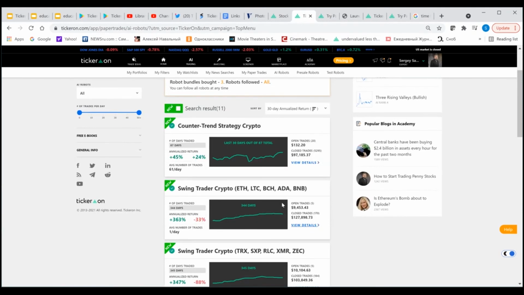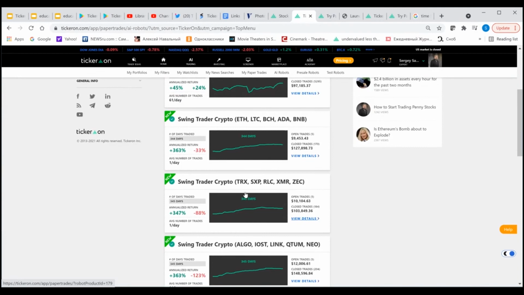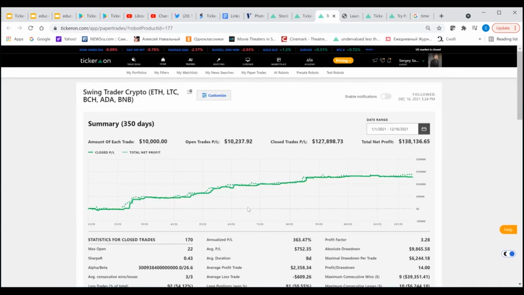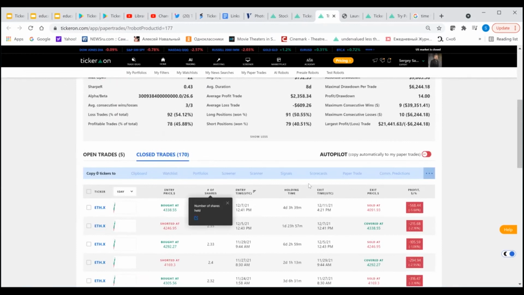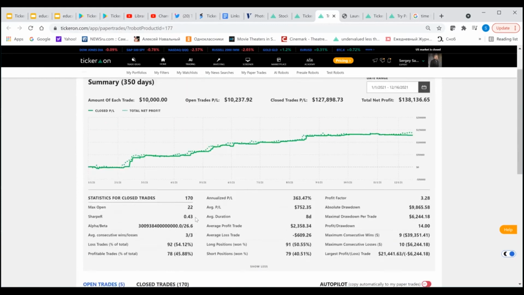But you can select other swing traders for crypto, and then pretty much follow them. Why? Because on the open trades, it gives you exactly, let's look at the open trades. You see, it gives you the exact pricing it shorted, and shorted this number of shares. This number of shares is taken from this number.